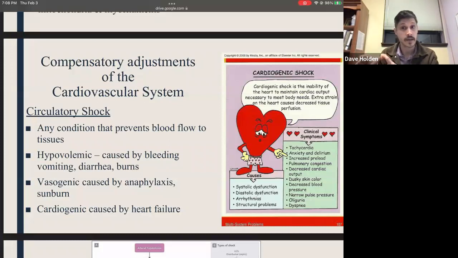You could go into shock from vomiting, diarrhea, massive bleeding. We already talked about that, right? Hemorrhagic anemia, where you just, where's all your blood? It's all on the floor. And then burns will do it too. Vasogenic is caused by anaphylaxis. So you're going into anaphylactic shock. This can also be caused by really severe sunburn, like sun poisoning.